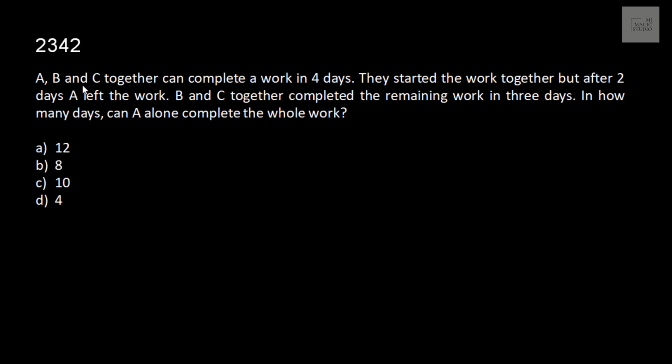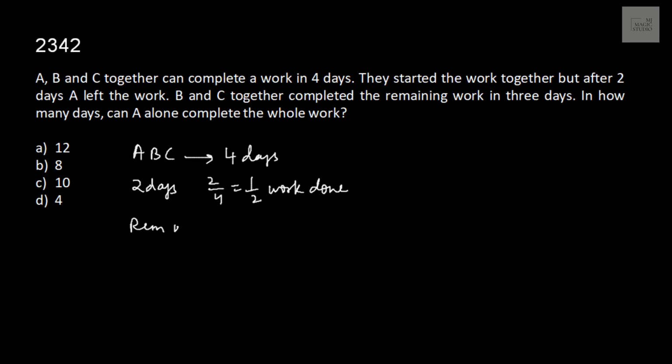A, B and C together can complete the work in 4 days. They all three are working together and in 4 days the work is done. They started the work together, but after 2 days, what have they done in 2 days? In 2 days, A, B and C would have completed 2 by 4, that is half the work. Remaining work is again half, that is 50%. So 50% work is left.